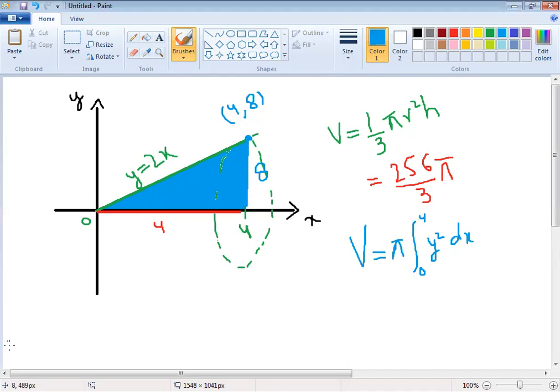What will the square of 2x be? 4x square, and then we will integrate it. Remember, when you put 2x in place of y, the first part is squaring, and then we can integrate it. Now what will be the integral of 4x square? 4x cube upon 3. Then plug in the limits. Remember, you will multiply by pi after putting in the limits.